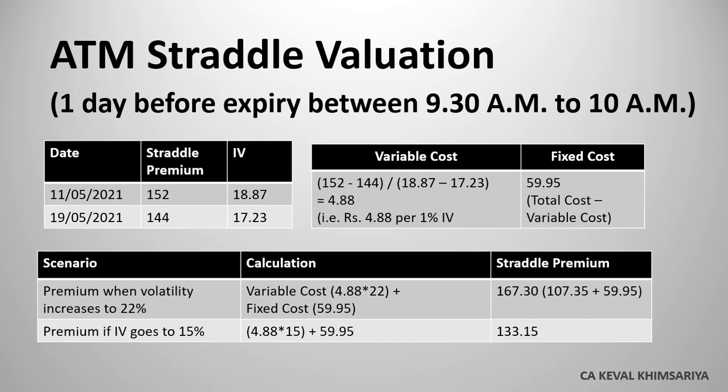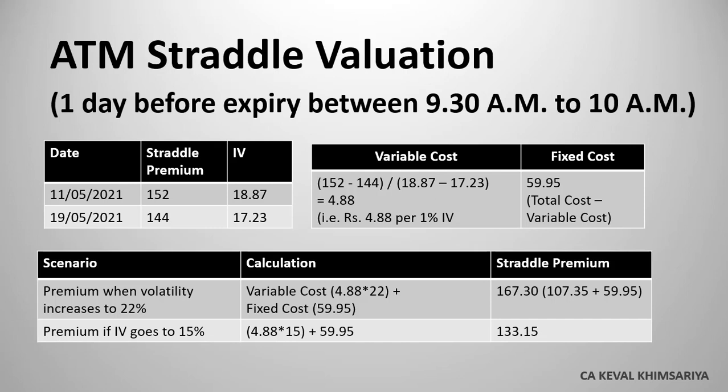So 4.88 into 15% plus 59.95, that is the fixed cost. So if from 17.23 IV drops to 15%, that ATM straddle, the at the money straddle, will fall from 144 to 133. So this is how you can value straddles.